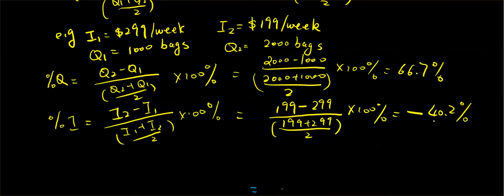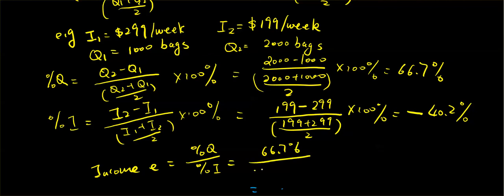Now you can plug in the data. So the income elasticity equals the percentage change of the quantity divided by the percentage change of income, and you will get 66.7% divided by negative 40.2%, and you will get negative 1.7, which is less than 0. So, in the last video of this week, you will see how you can use the income elasticity to decide the type of the goods.